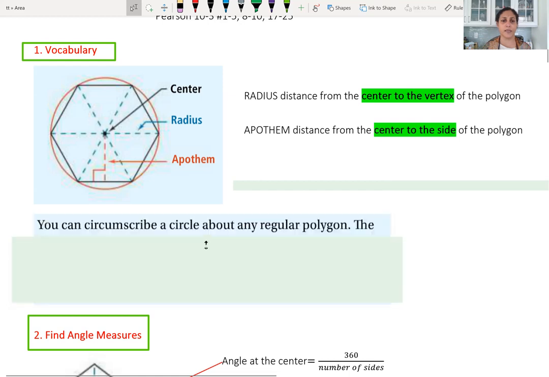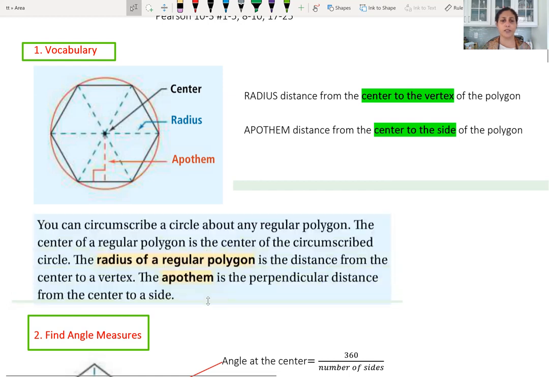So this is from your textbook. You just need to know that you can circumscribe a circle about any regular polygon. The center of the regular polygon is the center of the circumscribed circle. And again, they tell you what is the radius and the apothem. And if you notice, the apothem is the height of the smaller triangle. And that is going to help us find the area of the full polygon.